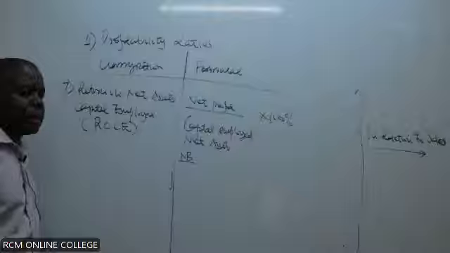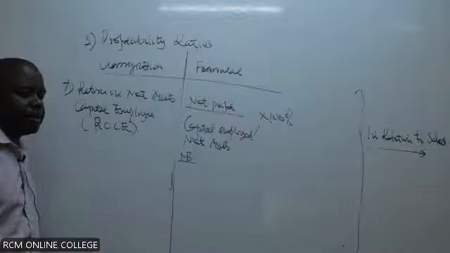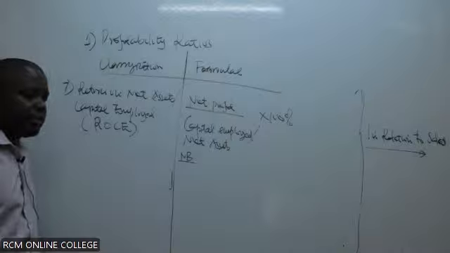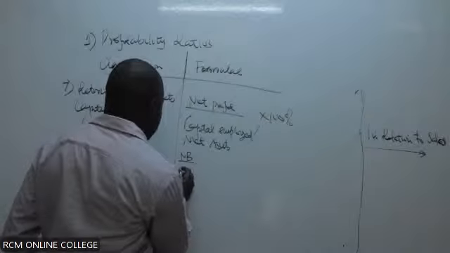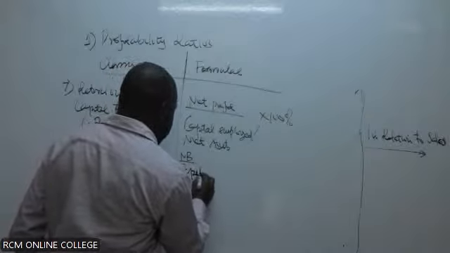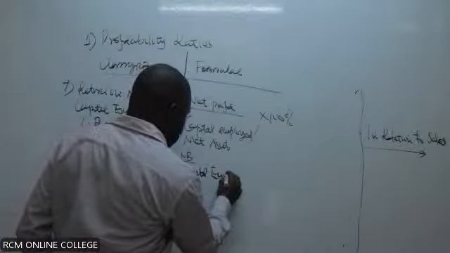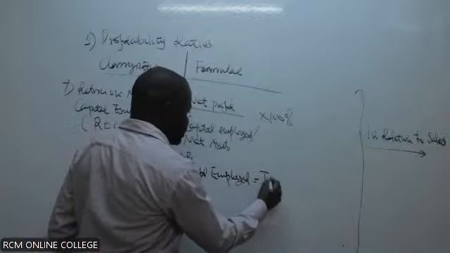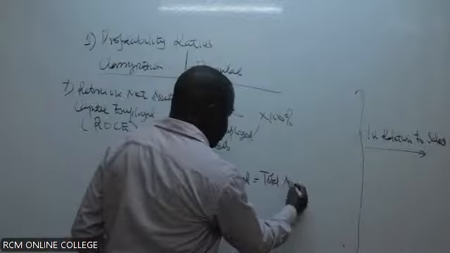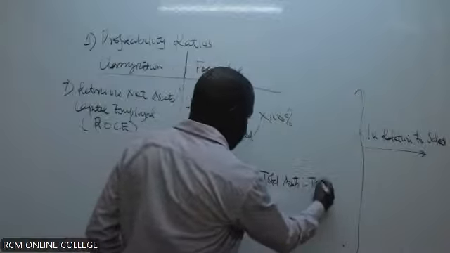I can see Elkana says total net assets minus current liabilities. So you'll take the total assets. Capital employed is equal to the total assets minus total liabilities.